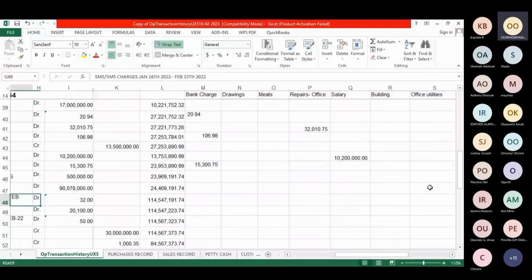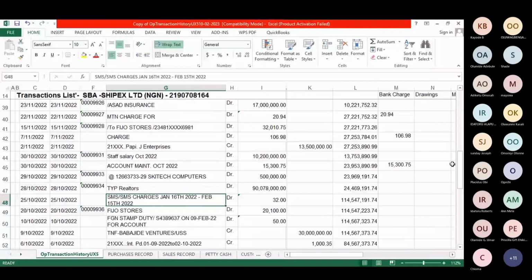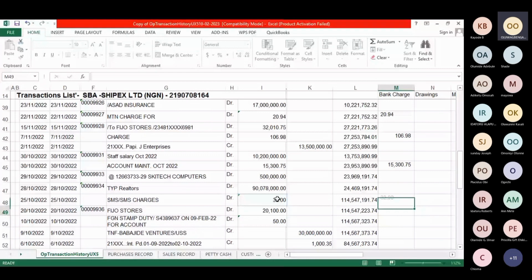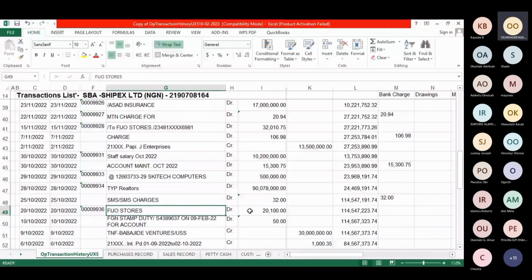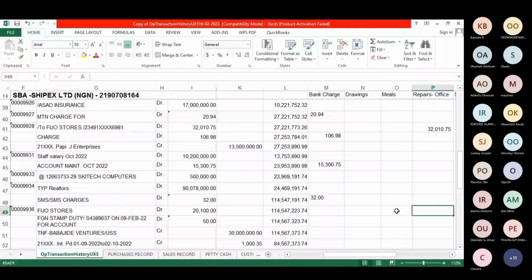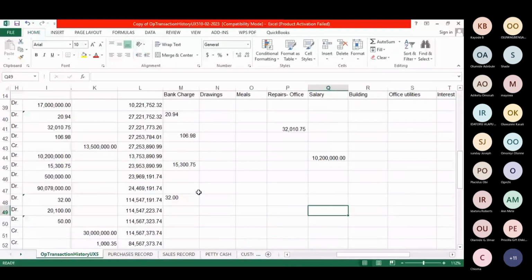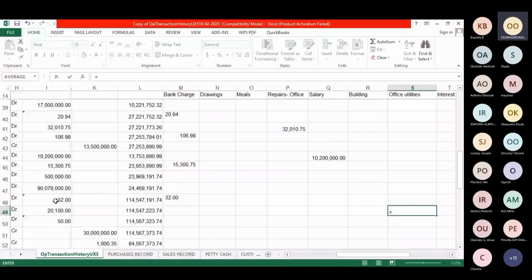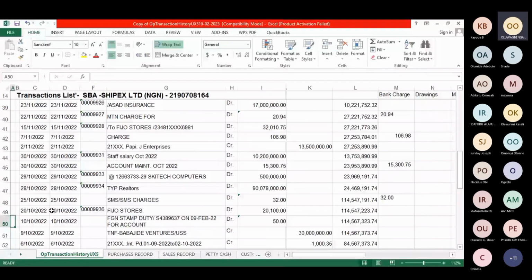Then, as you can see here, SMS charges. I'll call it bank statement. I'll call it bank charges, sorry. Then, since I'm used with these feature stores, I know when I see it, it is repair relating to office. Is it repair or utilities? I think it is utilities. I've mixed it up, but what matters most is the understanding. So let me take it as utilities. And I continue that way.